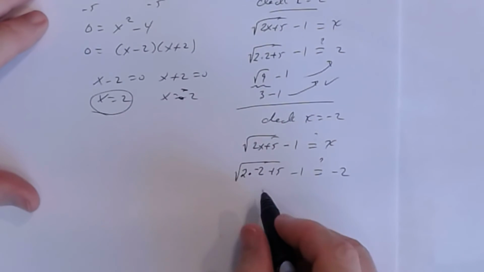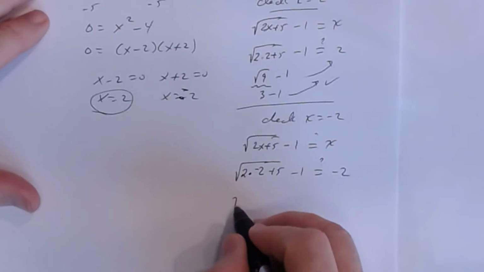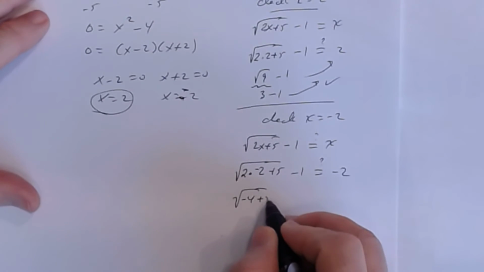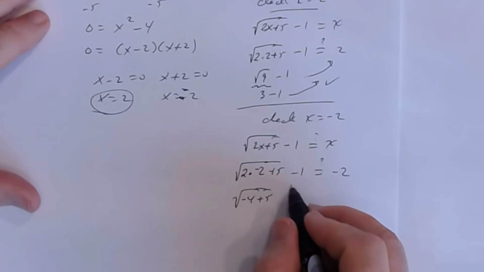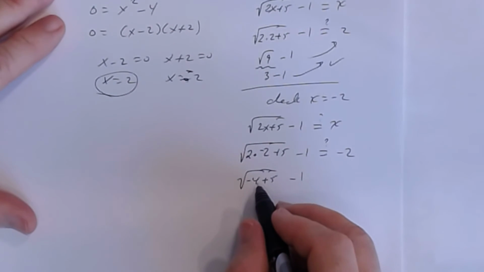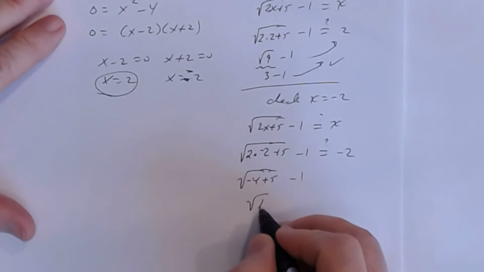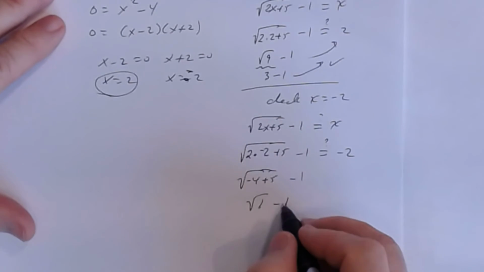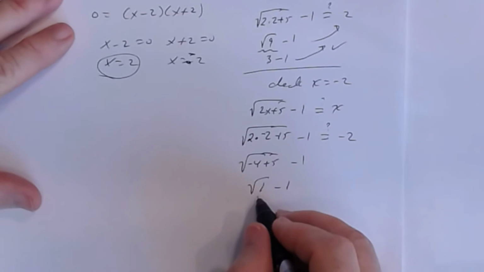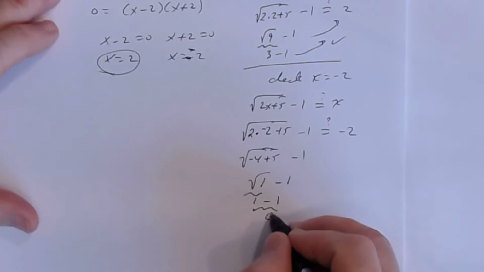Well, look, 2 times negative 2 is negative 4, isn't it? So that's the square root of negative 4 plus 5. And then you're going to subtract 1 from that. But what is negative 4 plus 5? Well, negative 4 plus 5 is 1. So I get the square root of 1 minus 1. See all these subtract 1s right here? But what is the square root of 1? Well, the square root of 1 is 1. And what's 1 minus 1? 1 minus 1 is 0.